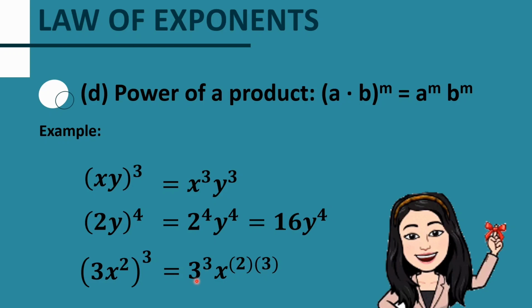Unahin natin si 3 cube. Ang 3 cube means 3 times 3 times 3. And that is equal to 3 times 3 is 9. 9 times 3 is, yes, 27. And then x raised to the 2 times 3 power is equal to, imumultiply lang natin, 2 times 3 is equal to 6. So therefore, 3x squared when cube is equal to 27x to the 6th power.